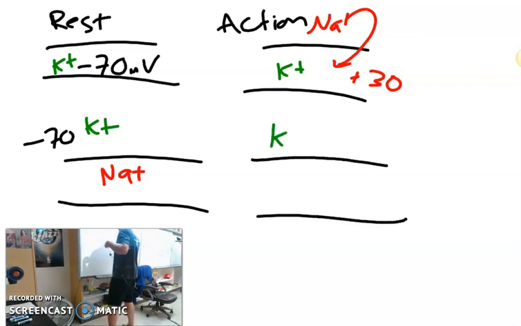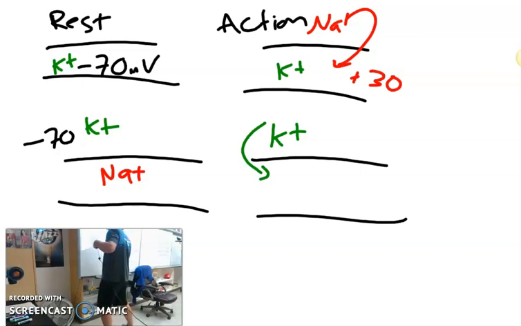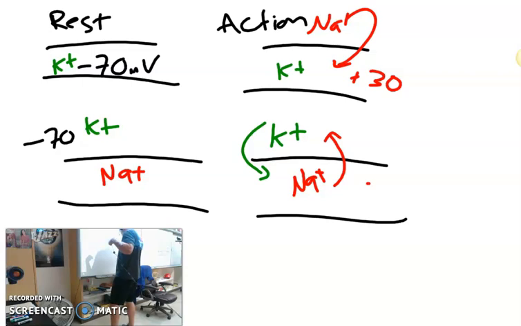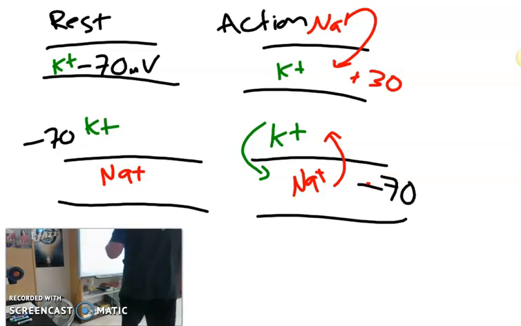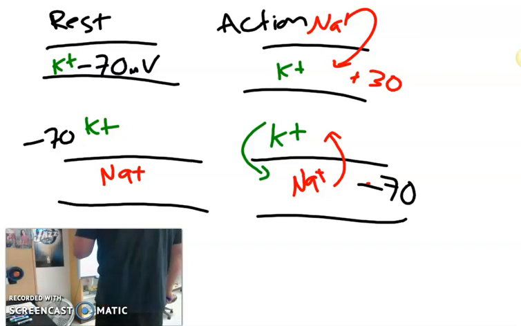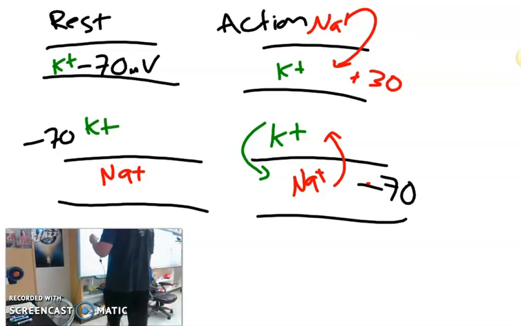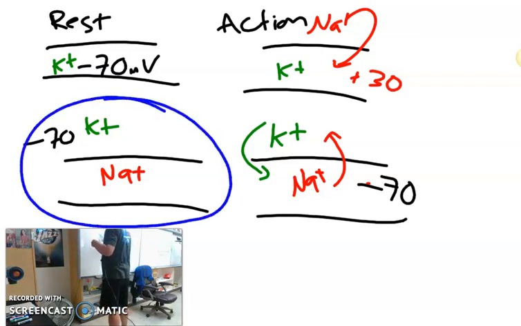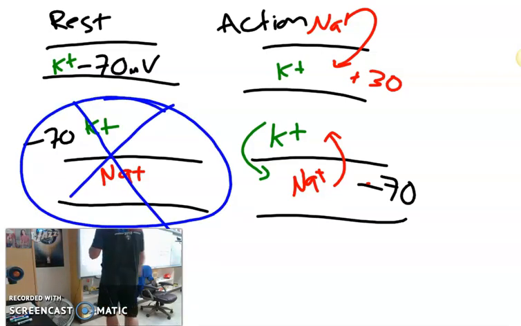So in stage 4, I have to fix this problem. In stage 4, I take all the K plus, try to pump him in. I take all the Na plus, try to pump him out, and I roughly stay over here, still negative 70. Okay? These are your 4 stages of a nerve impulse. But the whole point of this stage right here, which I can't stress enough, is the reason why these stages are so important is so the nerve impulse cannot go backwards.